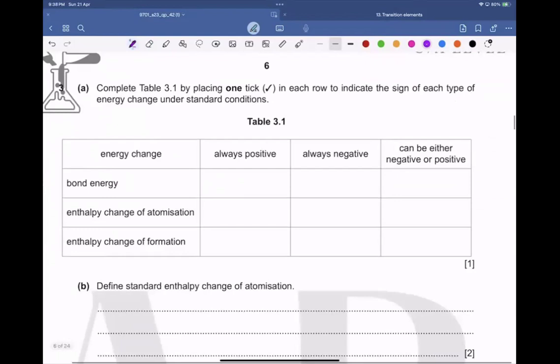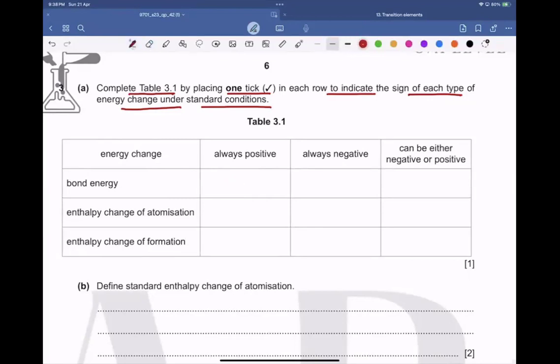Now, question number 3A, complete table 3.1 by placing one tick in each row to indicate the sign of each type of energy change under standard conditions. Okay, bond energy. Bond energy is what? It is the energy needed to break the bond. So is it going to be positive, negative, or either? Yes, if you need to break the bond, energy is needed. Very good, Mariam. It's positive. It's always positive, because to break the bond, we always need energy.